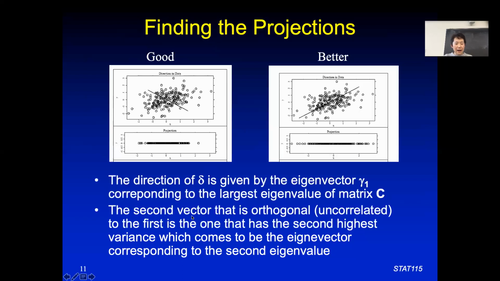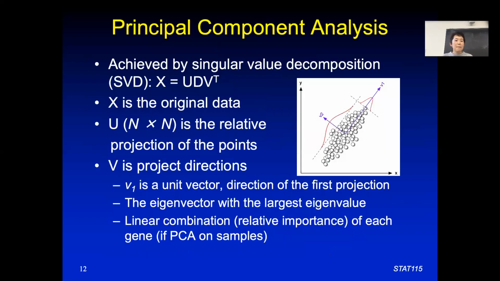The second vector is another direction, which is orthogonal, which is uncorrelated with the first one. And you are hoping that this will capture the second highest variance, which comes to be the eigenvector corresponding to the second highest, or second, eigenvalue. Okay? And this is achieved through a process called singular value decomposition.